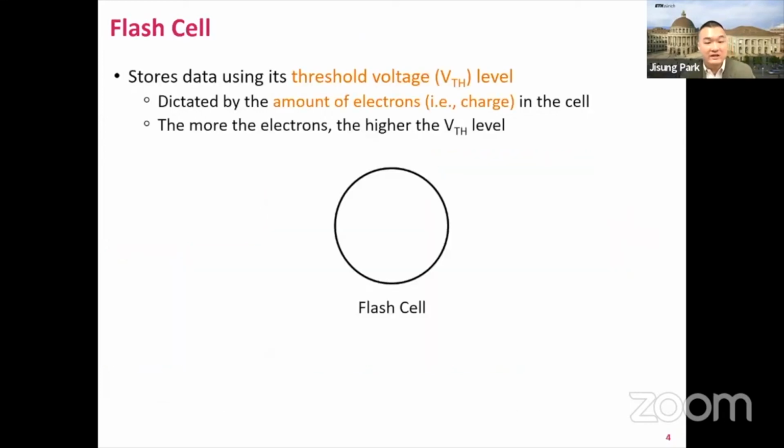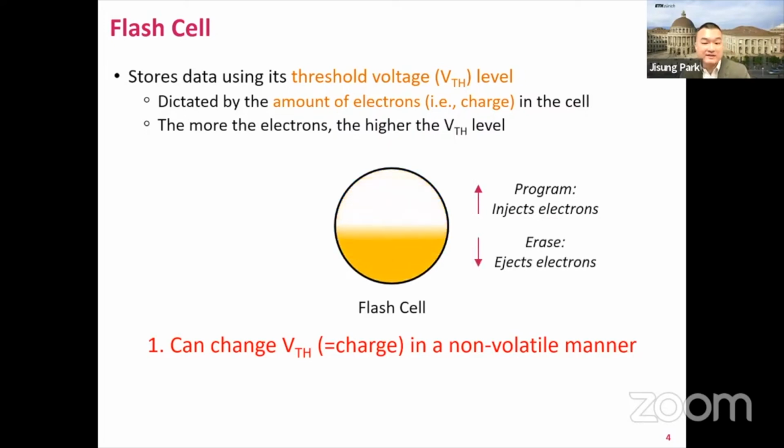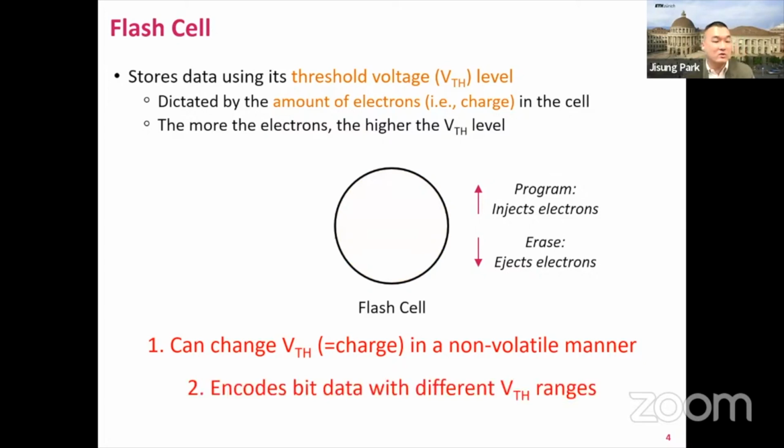To recap the unique characteristics of NAND flash memory, let me start from some fundamental basics. A flash cell stores data using its threshold voltage level, which is dictated by the amount of electrons or charge in the cell. It means that a flash cell can change its threshold voltage or charge level in a non-volatile manner. Programming a cell increases the cell's threshold voltage level, while erasing a cell decreases it. So a flash cell encodes data using these different threshold voltage states.